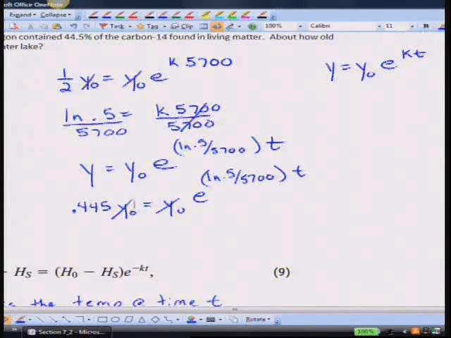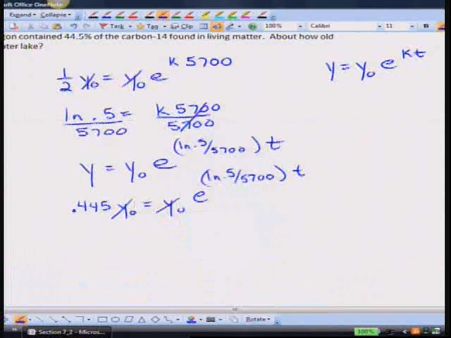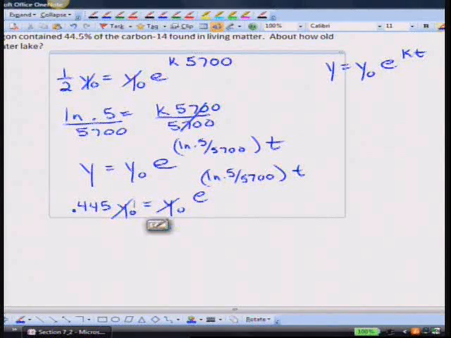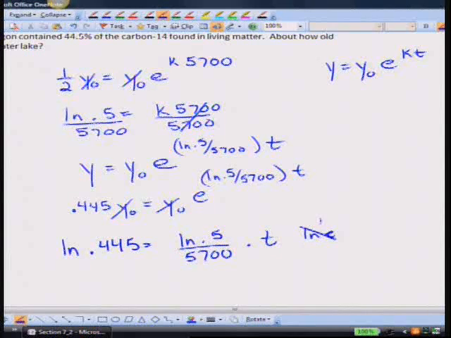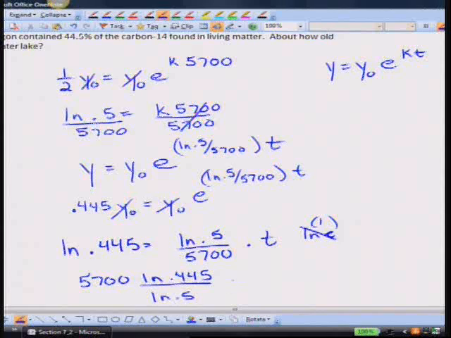When you take the ln of both sides, you're going to have the ln of 0.445 is equal to the ln of e to the (0.5 over 5,700) times t, and the ln of e, of course, is just 1. So when you solve for t here, you're going to multiply by the reciprocal of that. So that's going to be 5,700 ln 0.445 over ln 0.5 is equal to t.